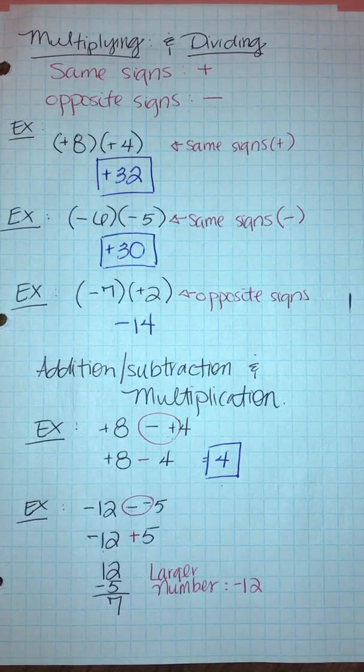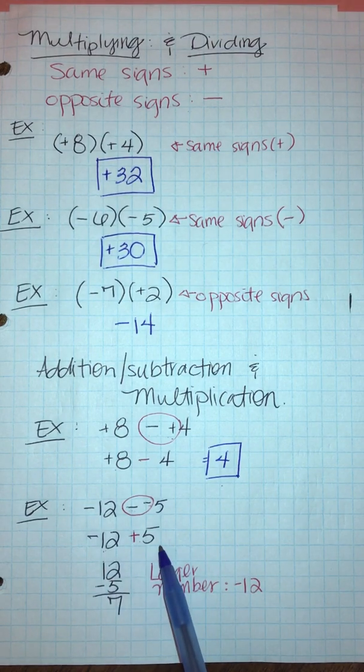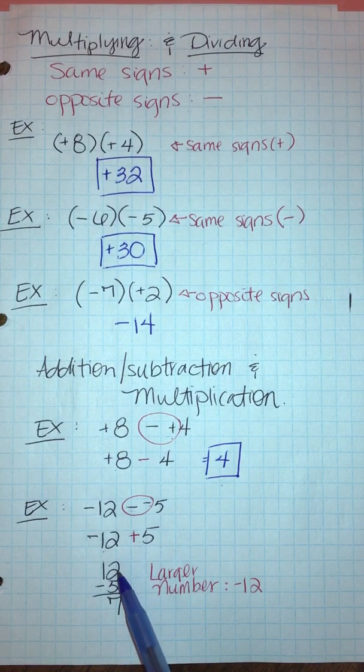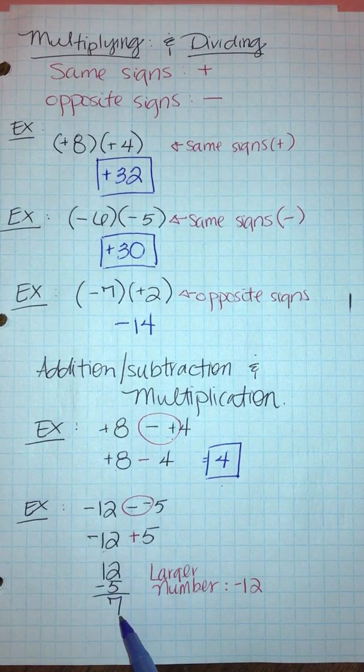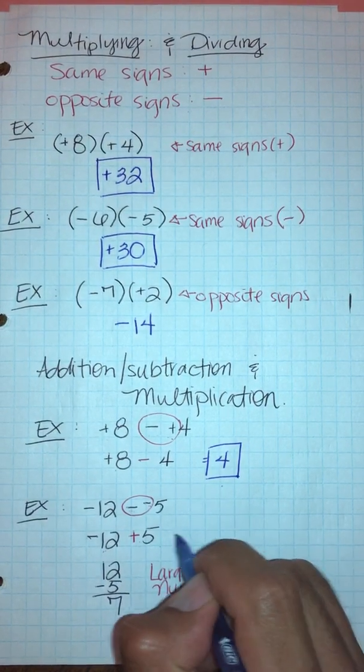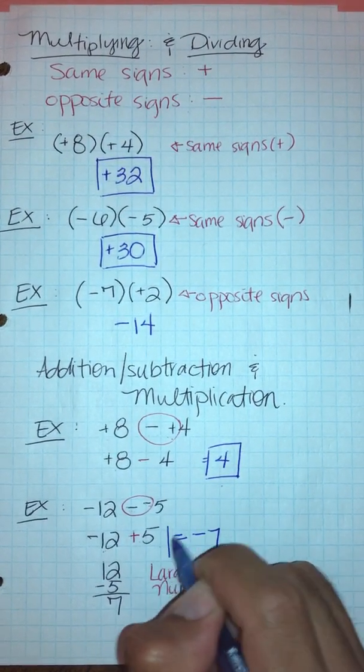Okay. Again, we have negative 12 plus 5. We're going to do the trick that we learned in the last lesson. We simply subtract the smaller from the larger. We're left with 7. We look at the original. Which one's a larger number? The 12, and it has a negative. So our end result, ladies and gentlemen, is simply negative 7.